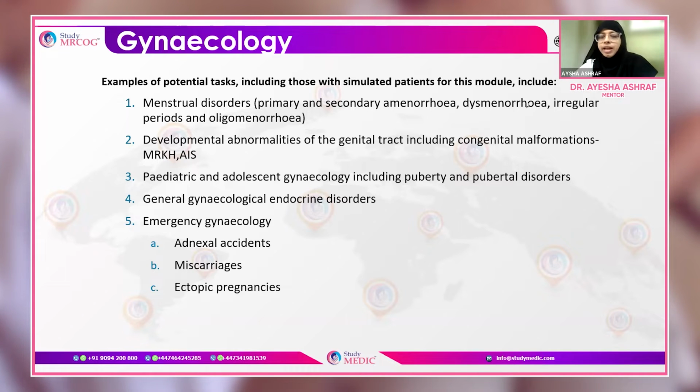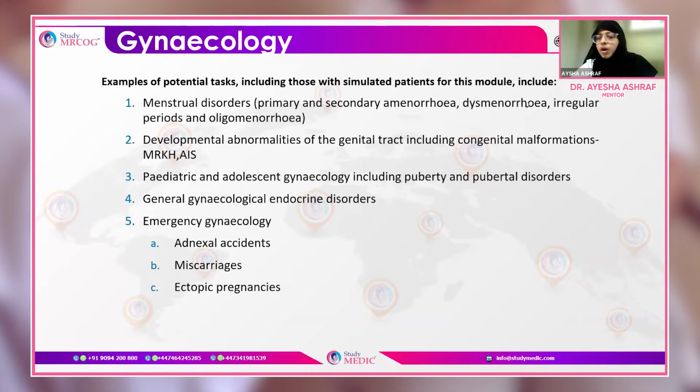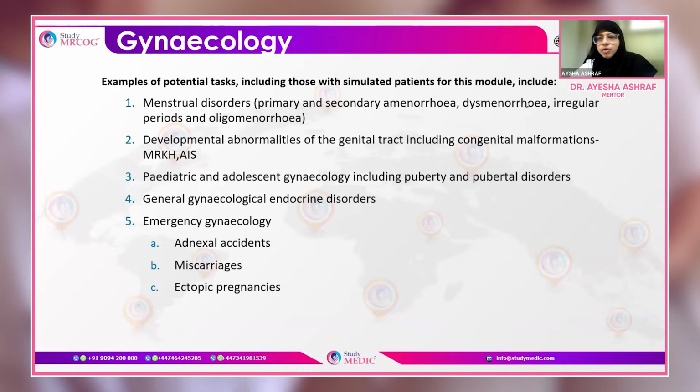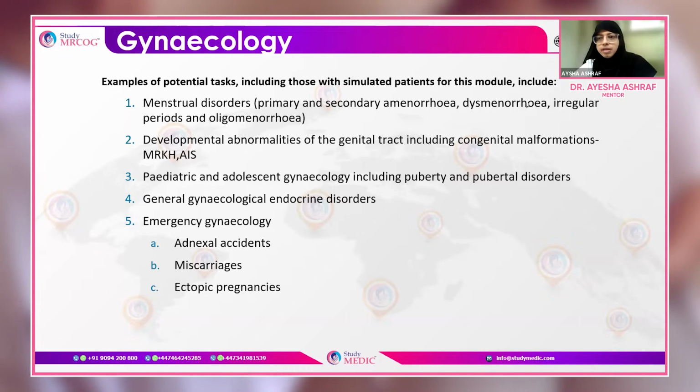It could be pediatric and adolescent gynecology, including puberty and pubertal disorders. Again, they can come with pubertal menorrhagia. Or it could be some of the girls coming with a labial defect or something like that. They would ask for some cosmetic surgery. So this type of task will also involve a lay examiner. How you will communicate with these young girls is what is assessed in such a task.